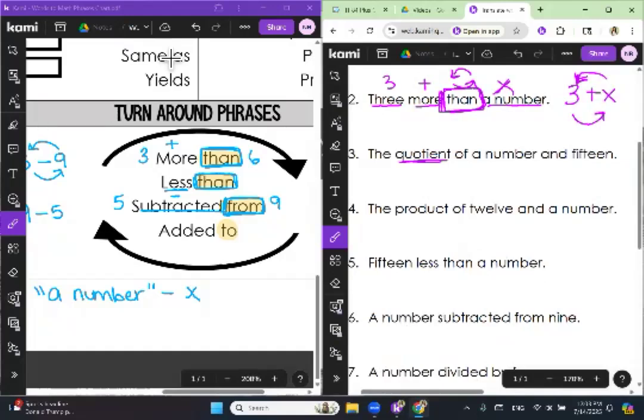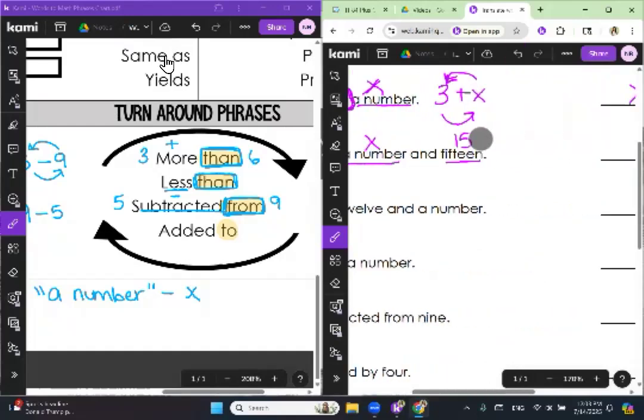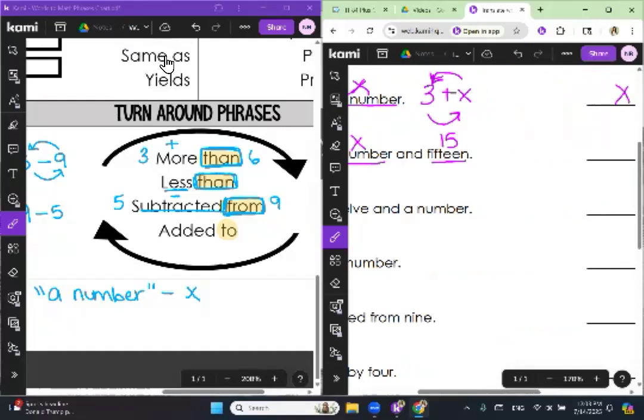Quotient is one of those toughies, right? Division, a number, 15. What else do we recognize? There it is, the "and" of. Now, we no longer use this symbol to represent division. What do we use to show division?